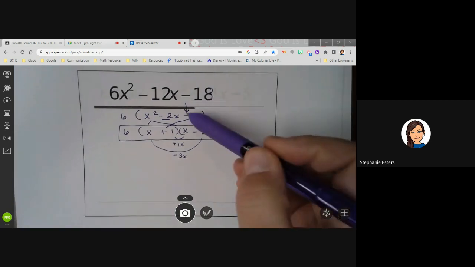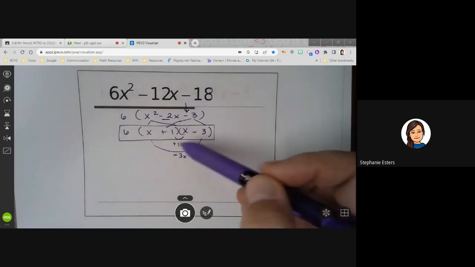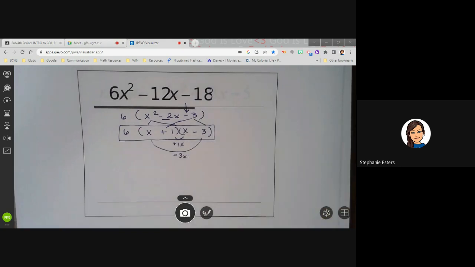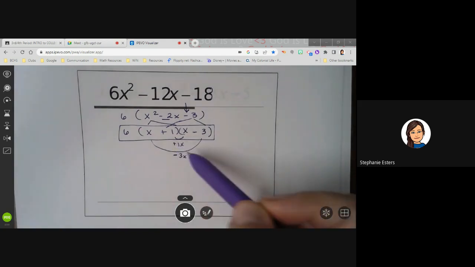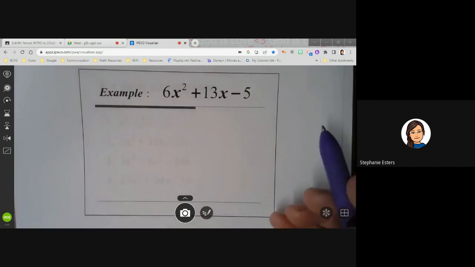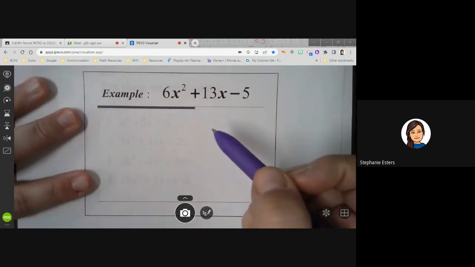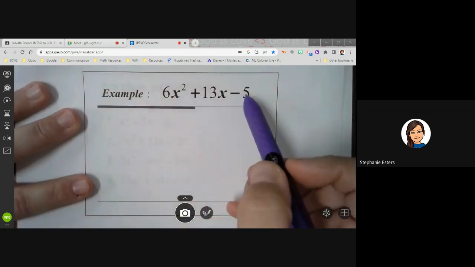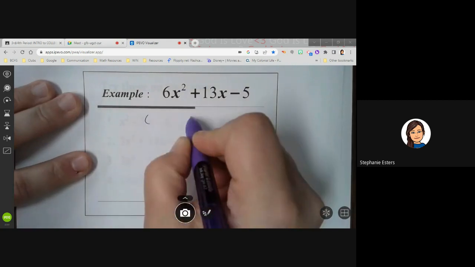Once again, the last sign tells me if I'm adding or subtracting my inside and outside terms. And you don't have to show this work. I'm just trying to give notes and show you kind of what I'm doing. Next example does not have a GCF. 13 and 5 are both prime. So we're going straight to trinomial method.